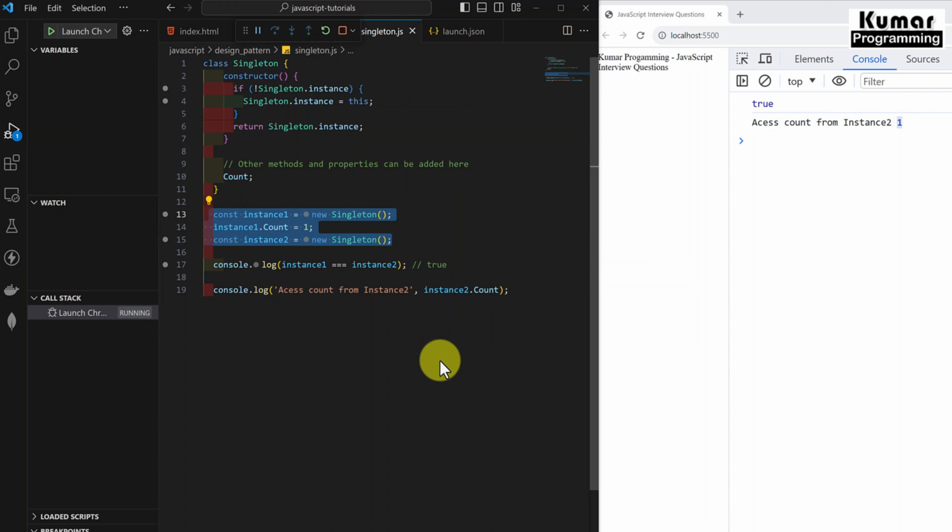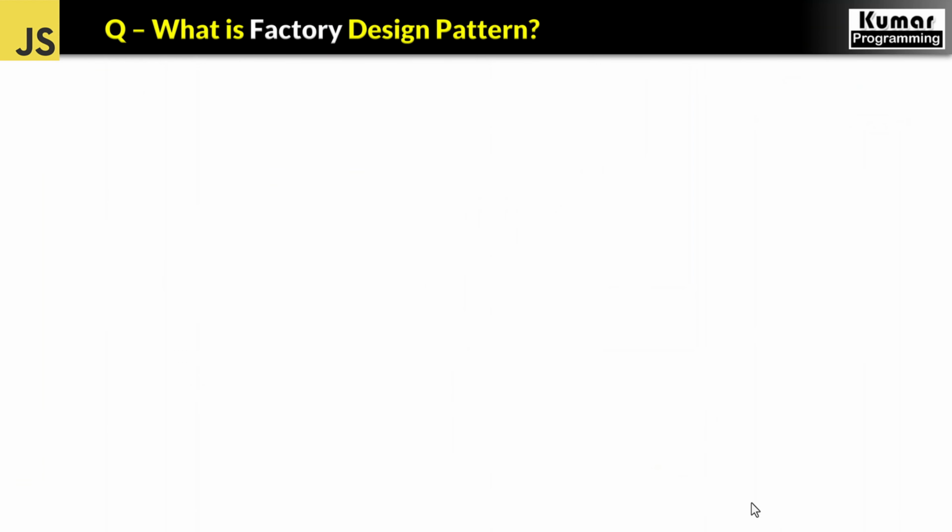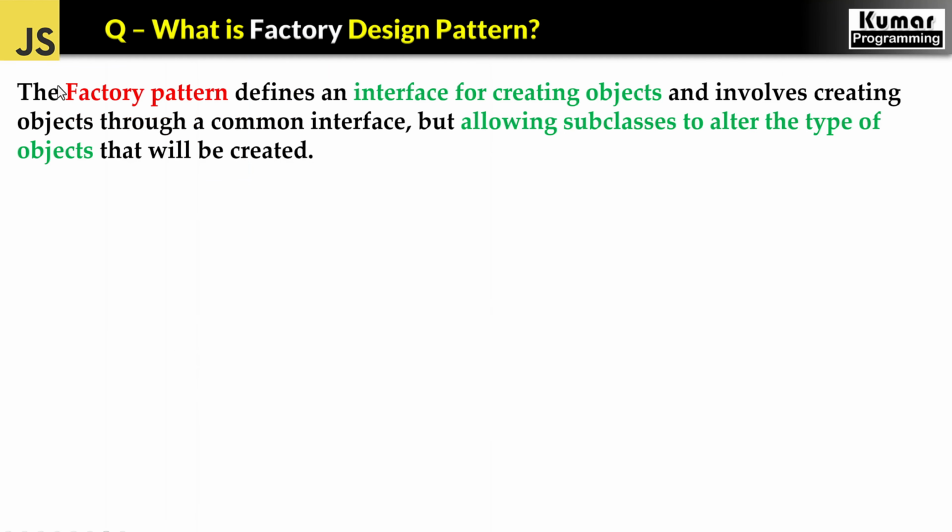Now let's understand one more design pattern from the creational category, the factory design pattern. What is the factory design pattern? The factory design pattern is part of the creational design patterns. Now let's see the definition. The factory design pattern defines an interface for creating objects, right? It involves creating objects through a common interface, but allowing subclasses to alter the type of objects that will be created. What does it mean?